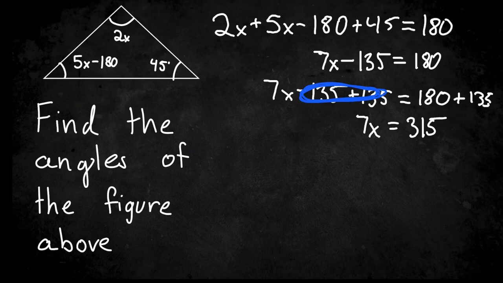315. Now we are going to do another inverse operation, and since we multiplied 7 by x, we are going to divide both sides by 7. So that would be 7x over 7 equals 315 over 7. What is 315 divided by 7?